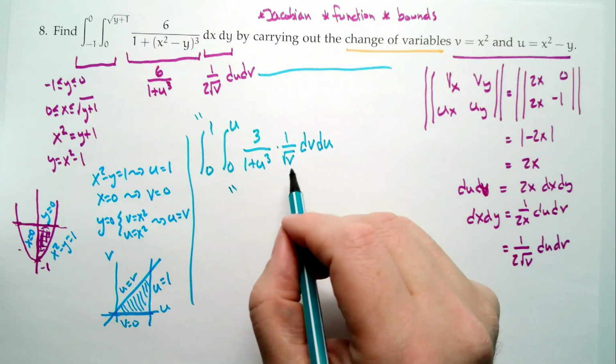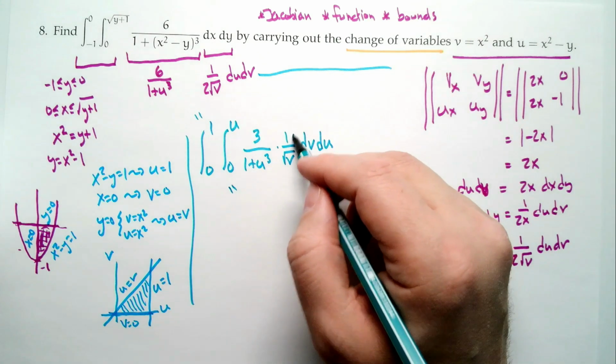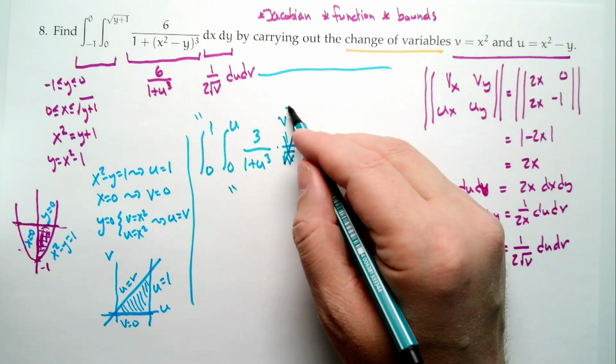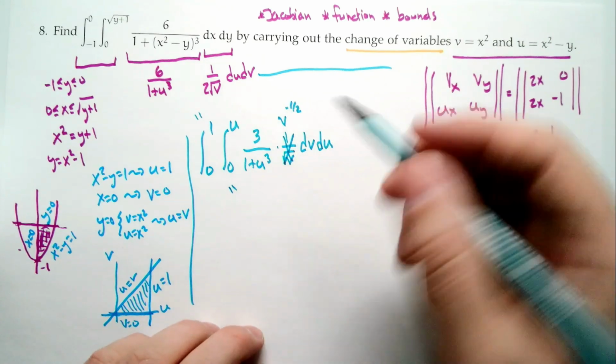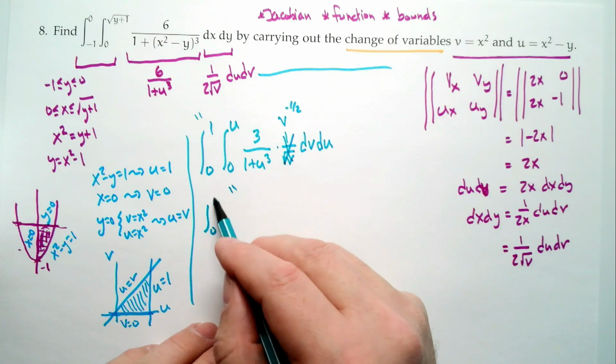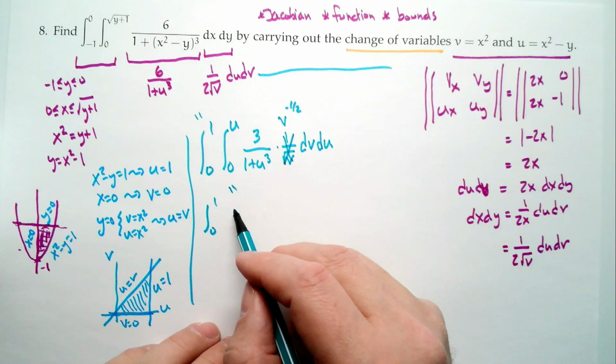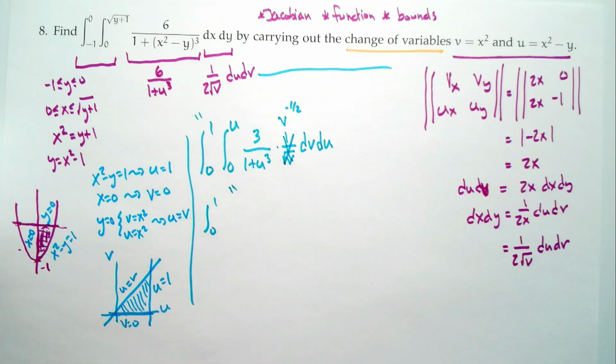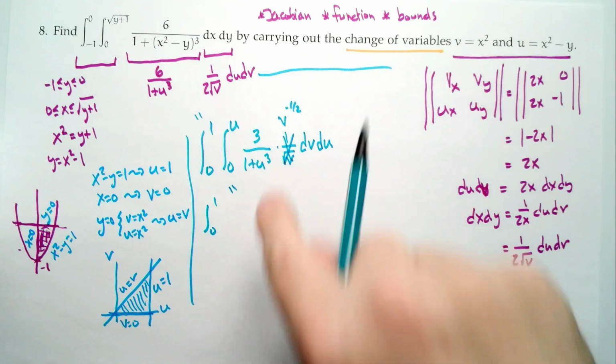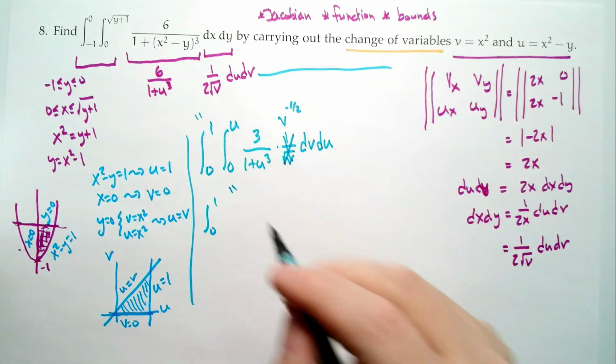Well, integrating this with respect to v. So really we're going to replace this 1 over square root of v as v to the negative 1/2. So what's the integral of v to the negative 1/2? Sorry, what? 2u to the 1/2 or 2v to the 1/2? Yeah, okay, so it'll be v to the 1/2 and then times by a 2.